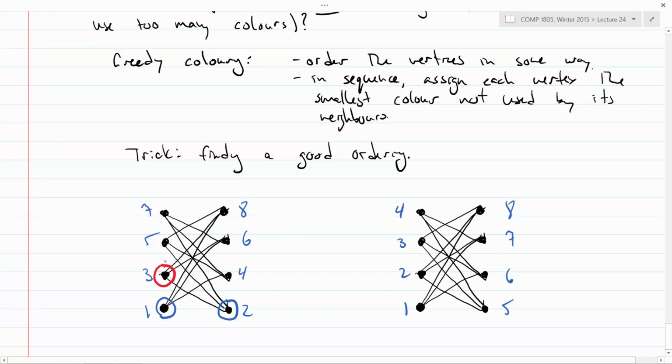Now I go to 4. I want to assign 4 to blue, which is the lowest one, but I can't because it's adjacent to 1, which is blue. So I give it red. And now I go to 5, and the same thing happens.